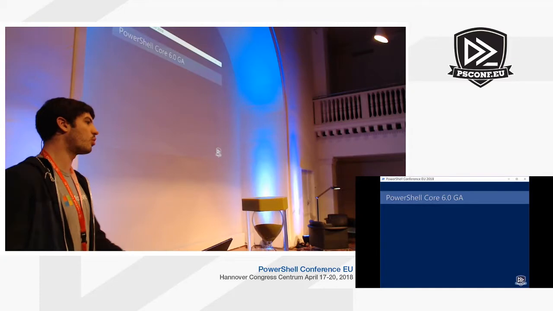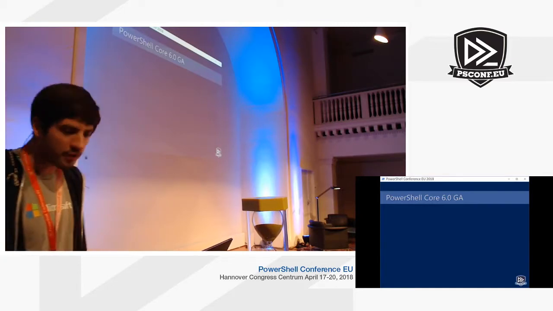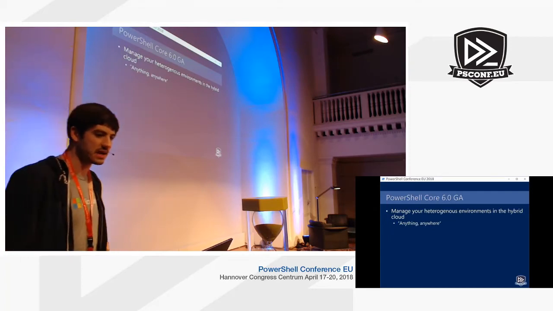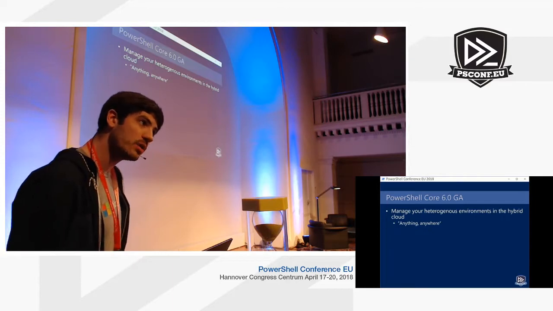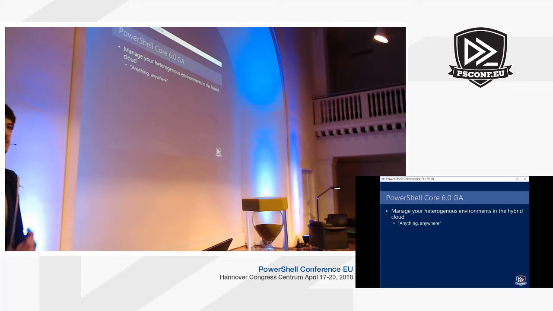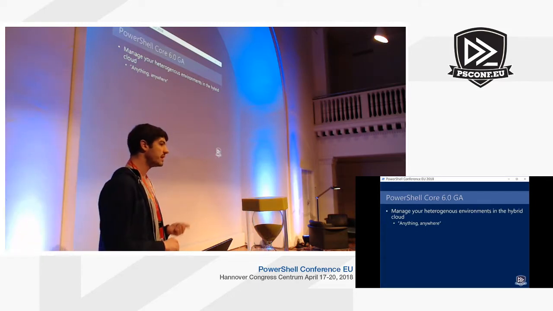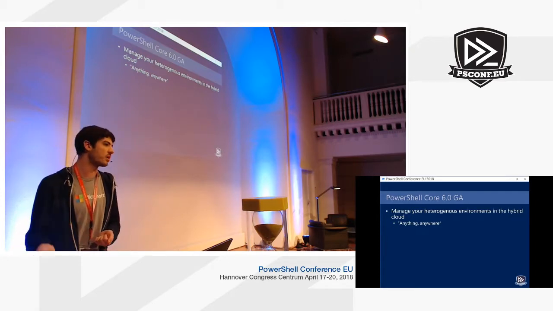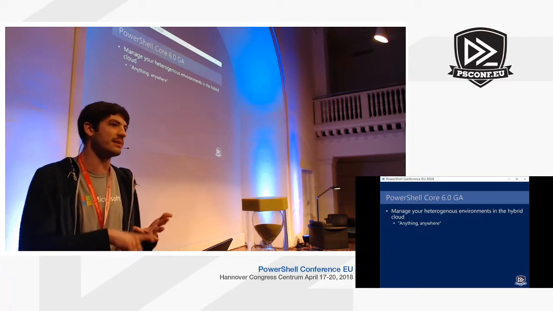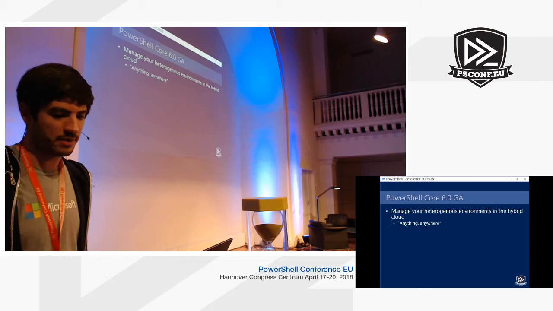So PowerShell Core 6.0, we GA'd in January. Very exciting stuff. We've been in alpha for about a year and a half. What's the point of PowerShell Core? You've heard this 1,000 times. It's to be able to manage your heterogeneous environments, so your Windows machines, Mac machines, Linux machines, in the hybrid cloud. So whether it's on-prem in your own data center, or sitting in an Azure stack as part of a hybrid cloud scenario, or you're in one of the big public clouds like us and Azure, AWS, Google Cloud, VMware, anything, anywhere is the point of PowerShell Core.